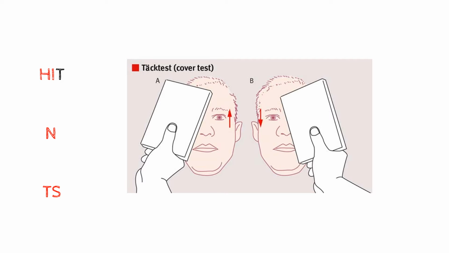And I'll give you some of the tips for these tests in a minute. But in general, you just cover one of the eyes with a piece of cardboard or whatever with your hand. And then you will focus on the eye that is not covered and see if it goes up or down. Okay.